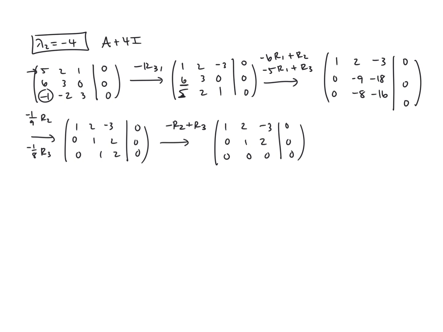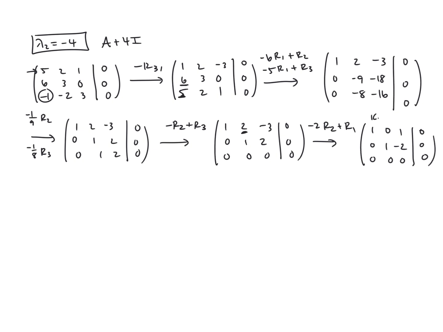And last thing that I want to do is get rid of this 2 right here. The way I do that is take the second row, multiply it by negative 2, and add it to the first row. So when I do that, I get 1, 0, 1, 0, 1, negative 2, 0, 0, 0. And now we're ready to write this in equations.